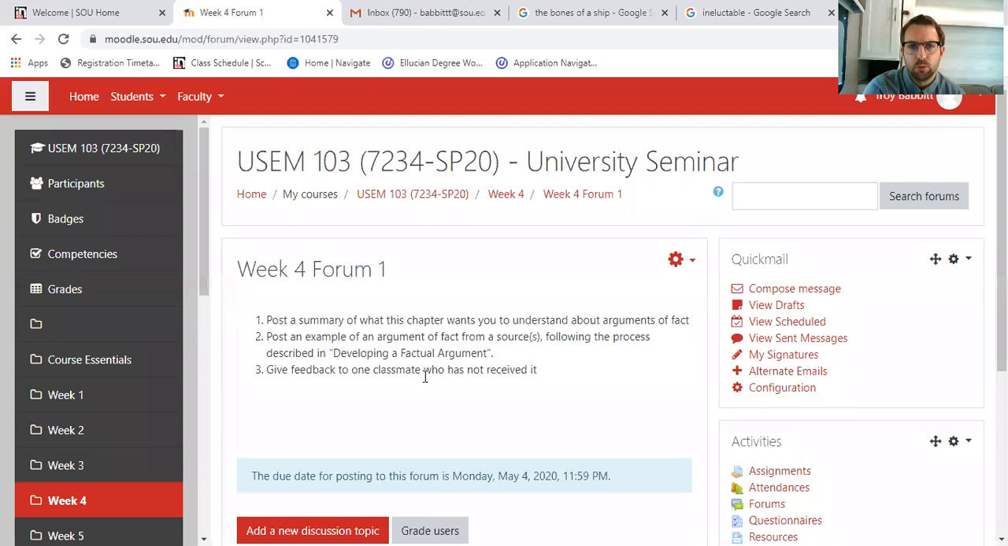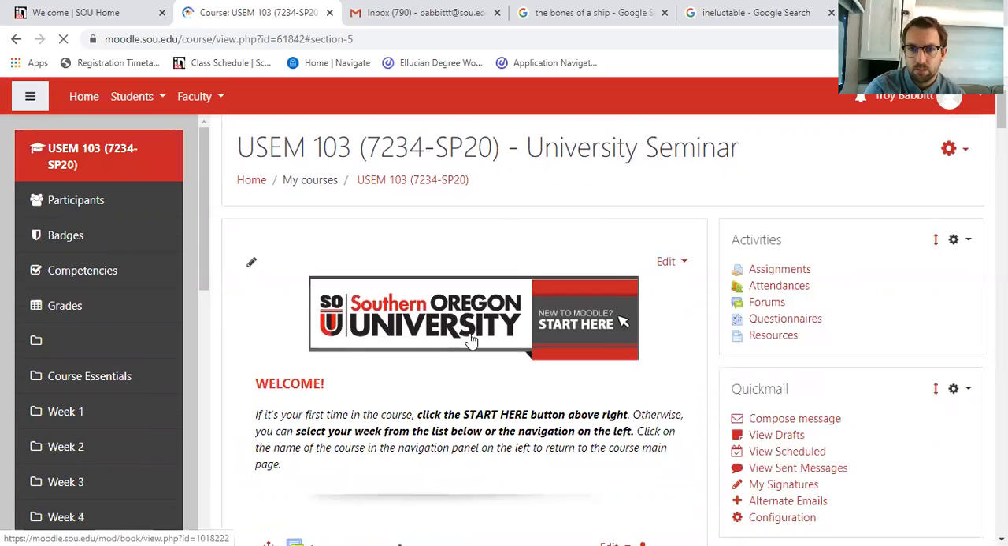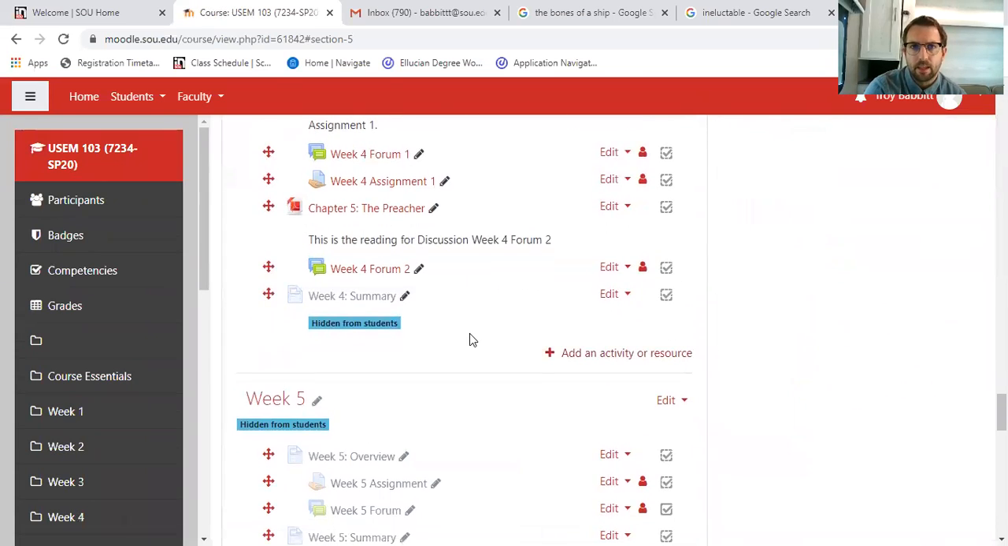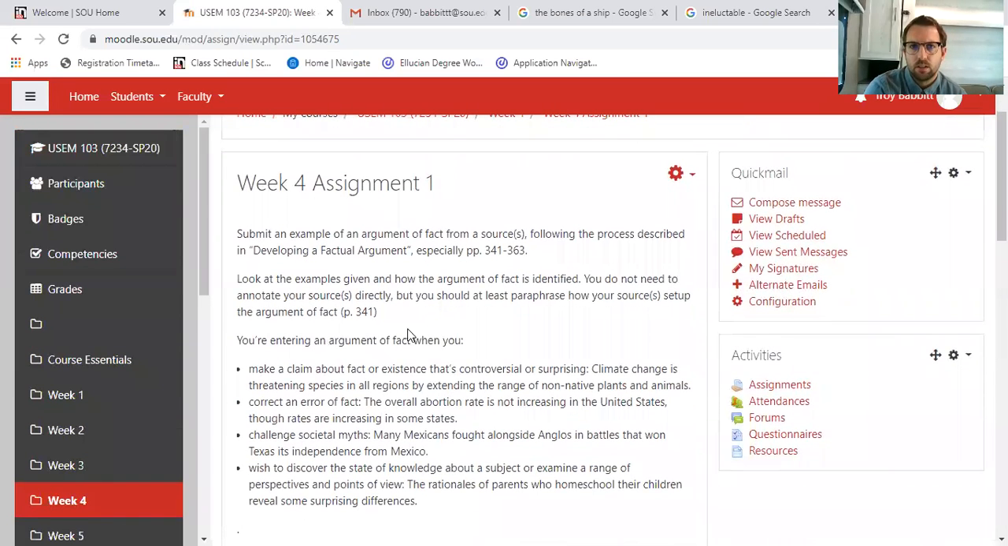And on top of the post, if you look at Moodle again, we'll go back to week 4. So you're going to be posting in week 4, forum 1, this, and then also in week 4, assignment 1, you're just going to post the example. The example is going to me, and the rest is you're going to give an example to your classmates as well, so that they can see the example you provided. Maybe if they're struggling or they don't feel confident in how to identify arguments of fact, it'd be helpful to see how other people are identifying arguments of fact.